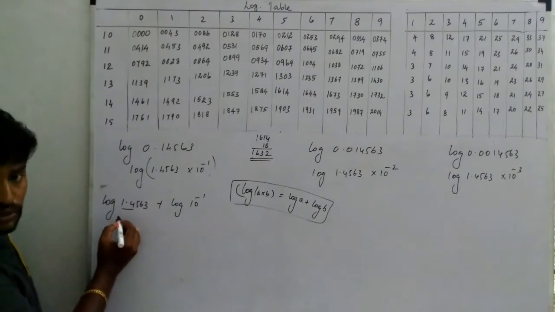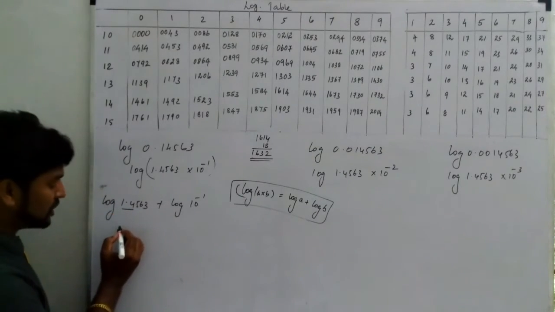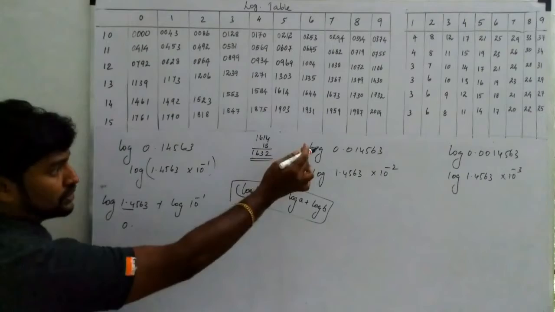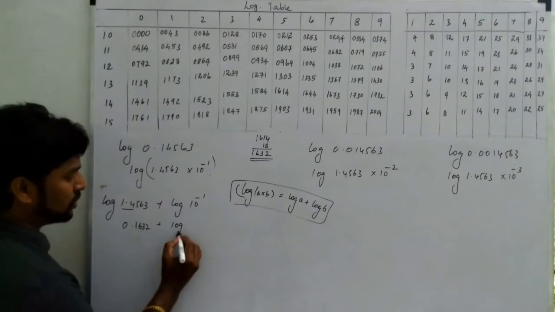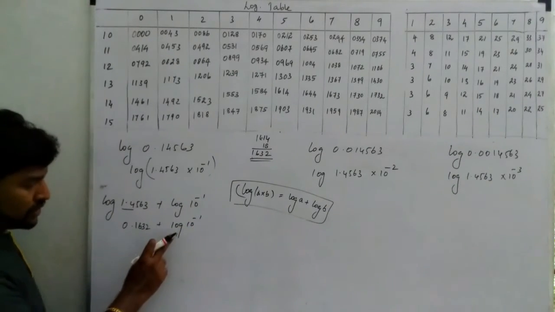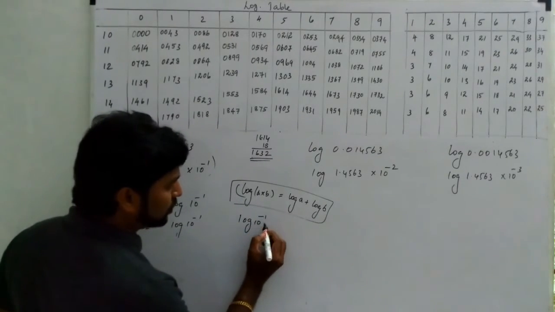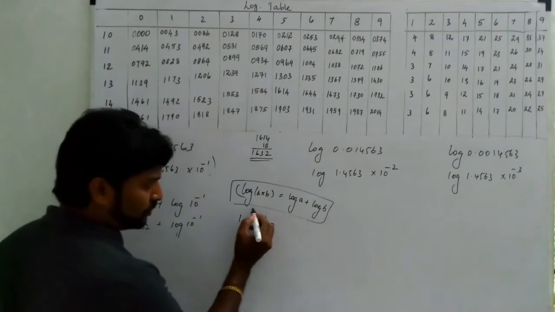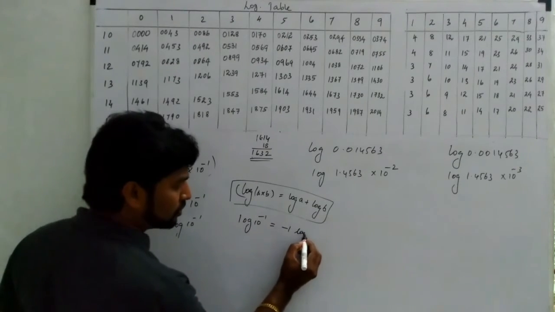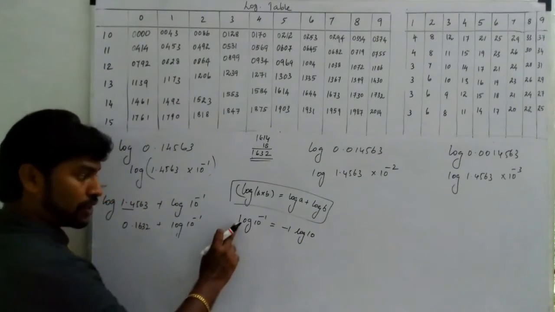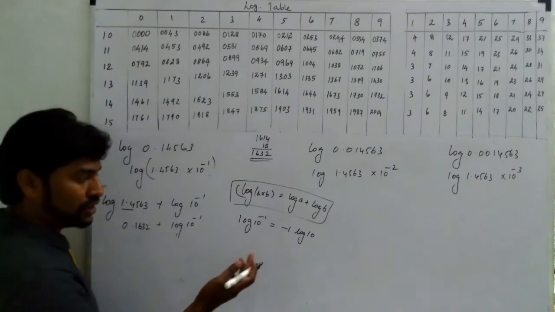Now, as I told you in the last video, there is only one digit before the decimal, so the characteristic is 0. So the answer starts with 0 point, table value 1632, plus log 10 power minus 1. Now we have to take the value of log 10 power minus 1. By the log rule, the power can be taken to the front, so log 10 power minus 1 becomes minus 1 log 10.